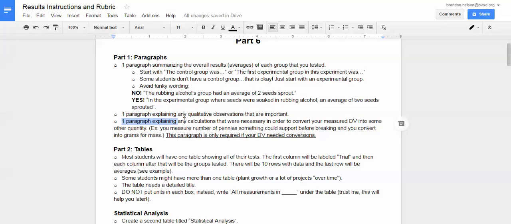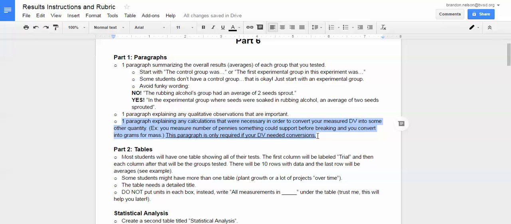Finally, the third paragraph is one that not everybody is going to do. It's not optional. It's just something that is going to be included if you had to do any calculations. So for example, if your dependent variable was the density of the bread, in order to do the density, you would have to do mass divided by volume. And so this is going to be a really short paragraph that just explains what calculations you did. And it's just going to be a few sentences with a couple of examples of your calculations.